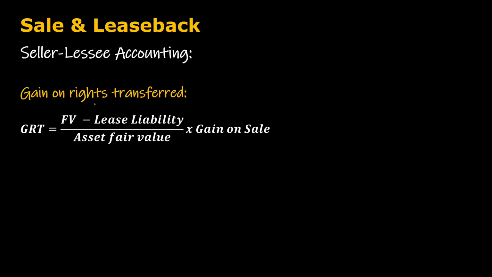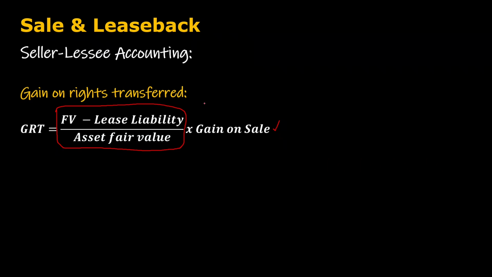That formula puts into numbers this portion here. That is rights transferred actually. The ratio of rights that we are able to transfer. Actually, fair value minus lease liability is the rights transferred. But if you divide it with asset fair value, that becomes a ratio. Okay, i-multiply mo yung ratio na yan with the gain on sale, you will get the portion of the gain that relates to the rights transferred.